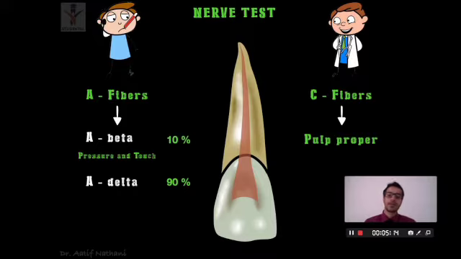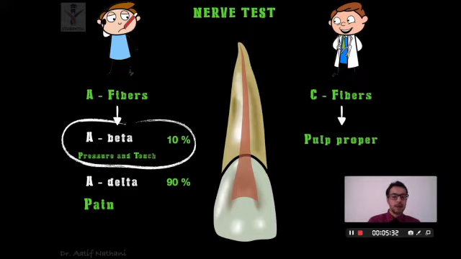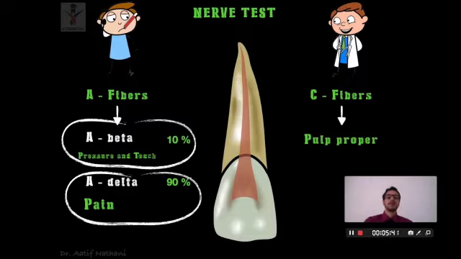Now, A beta fiber is responsible for pressure and touch because these are proprioceptive fibers. That means these are the fibers which are responsible for the patient, or for you or for me, to understand where and which tooth exactly is paining. That is why if you have good A beta fibers, you'll be able to pinpoint the location of the tooth that is paining. A delta, on the other hand, is only capable of sending one and only one pain stimulation towards the CNS. The only response that A delta will send is the pain stimulus.